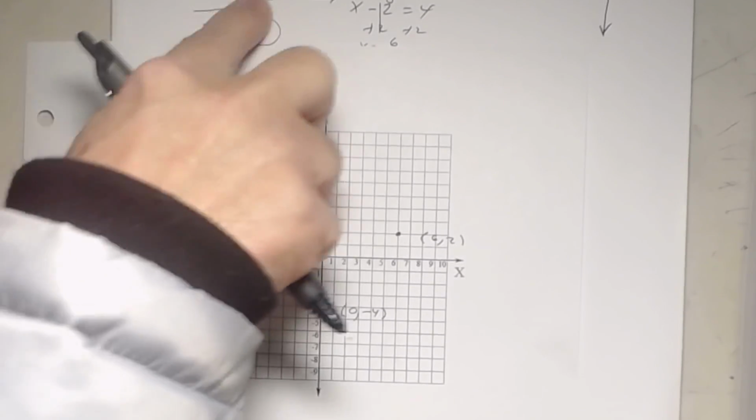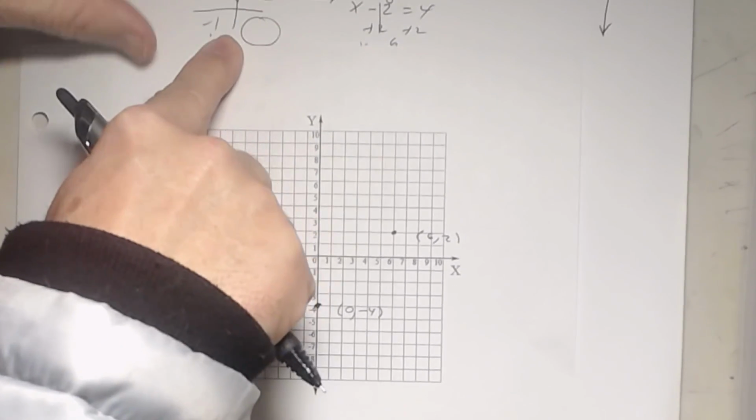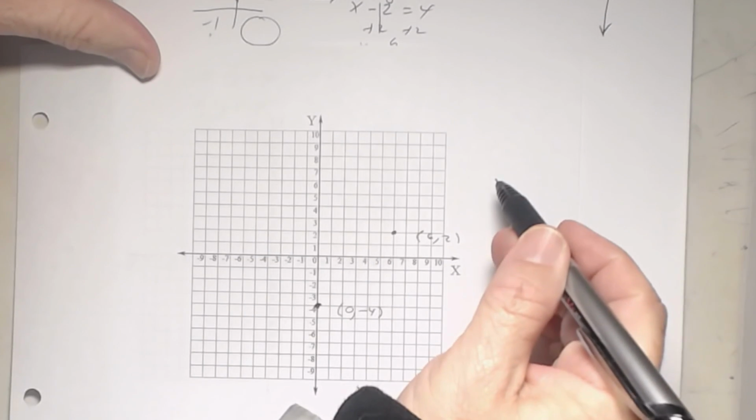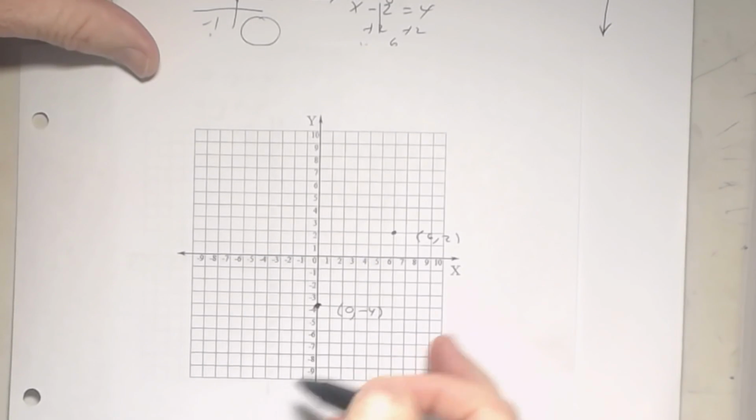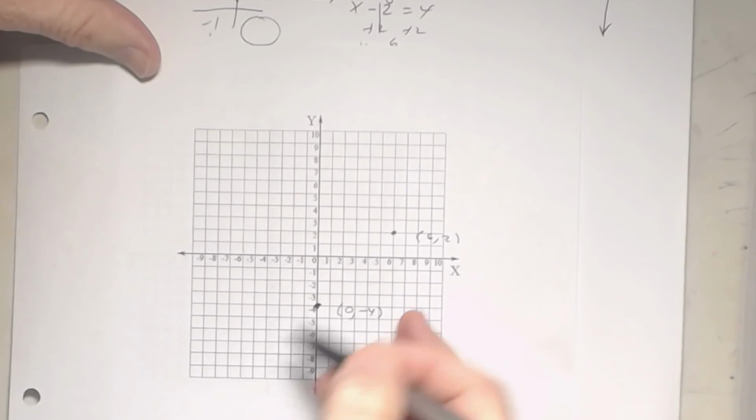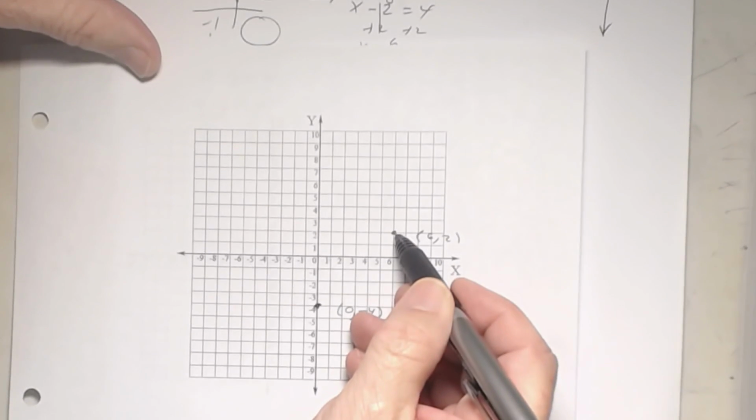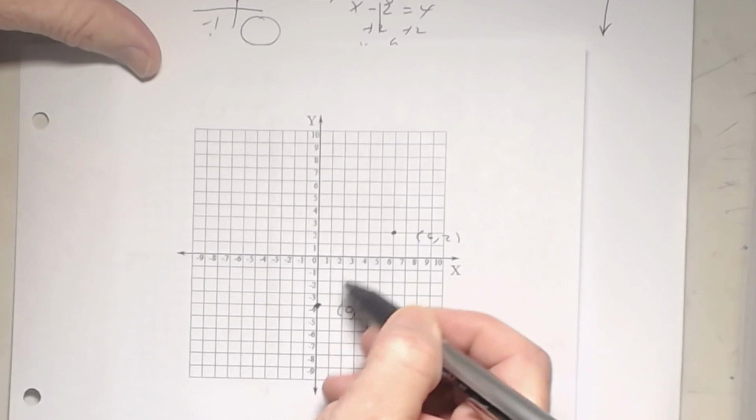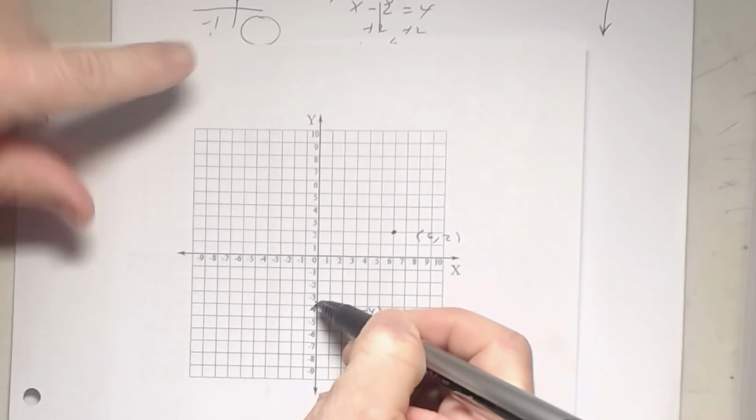We can't list them all. So that's why we do what? Graph them. That's why we talk about graphing. So we're graphing the solutions. So far, I've graphed how many solutions? 2. I'm about to graph a third one. So let's talk about the third solution.